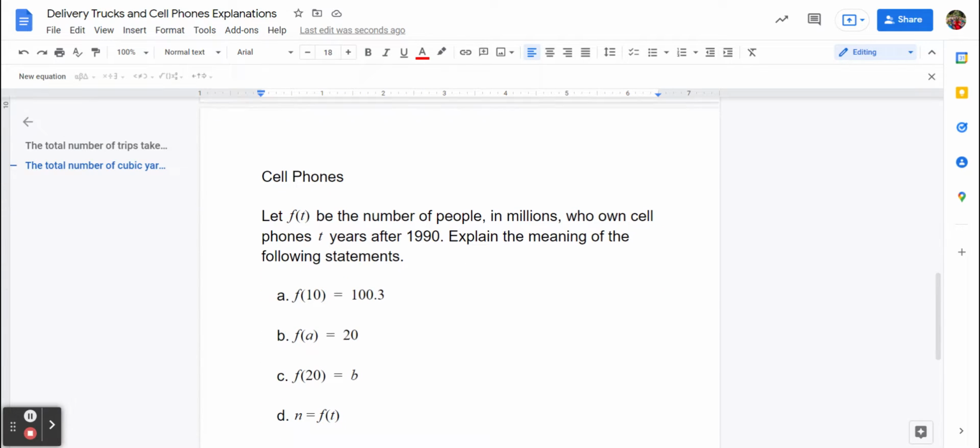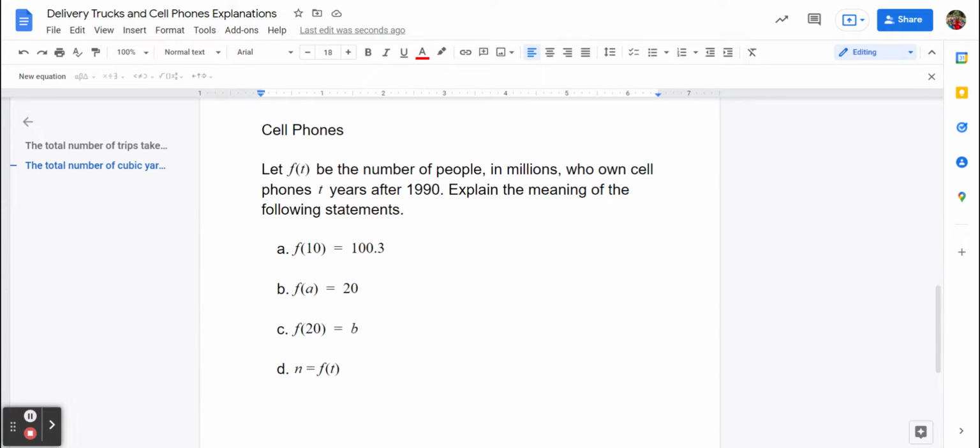So cell phones now is looking at F of T, the number of people in millions who own cell phones T years after 1990. So that's important to remember because we're going to use that when we're interpreting the different functions. So this first one, we're looking at a couple different pieces. So F of 10 equals 100.3. So the T here, T years after 1990, is 10.